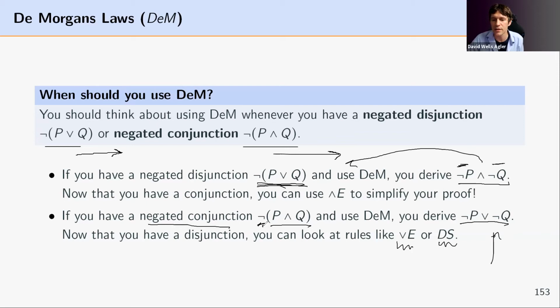But if you look at this negated disjunction or negated conjunction, if you think to yourself, what rule can I use on this? There's really nothing. There are no rules that are going to help you solve a proof. So in general, whenever we see a negated disjunction or a negated conjunction in the proof, you should think about using DeMorgan's laws.